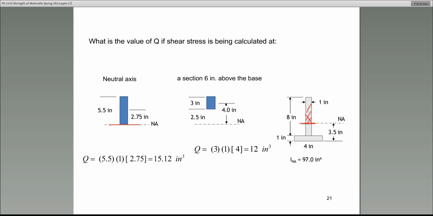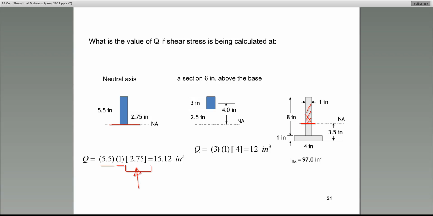Find the area. The area is 5.5 times 1. Does everybody follow how I got that? 5.5 times 1, where 1 is the width. That's the area. Then I need to multiply it by a moment arm. The moment arm in this case is 2.75. This is where things get complicated. How do we calculate the moment arm? Guys, I will tell you, and please write it down.